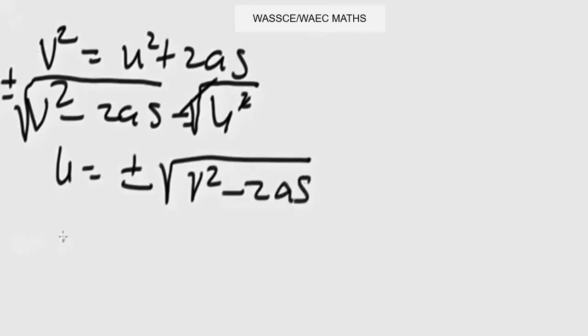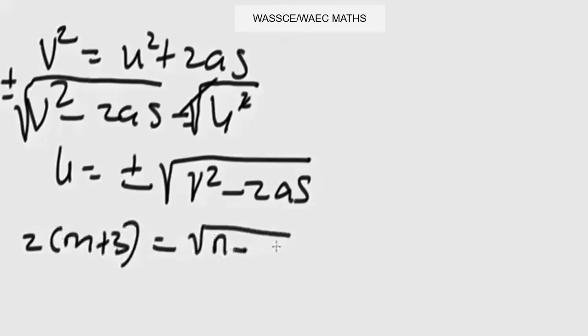Now let's look at this one. This one is not straightforward, but it's very simple. We're going to solve it together. Let's say we have 2 in bracket m plus 3 equals square root of n minus 5, and we're asked to make n the subject formula.